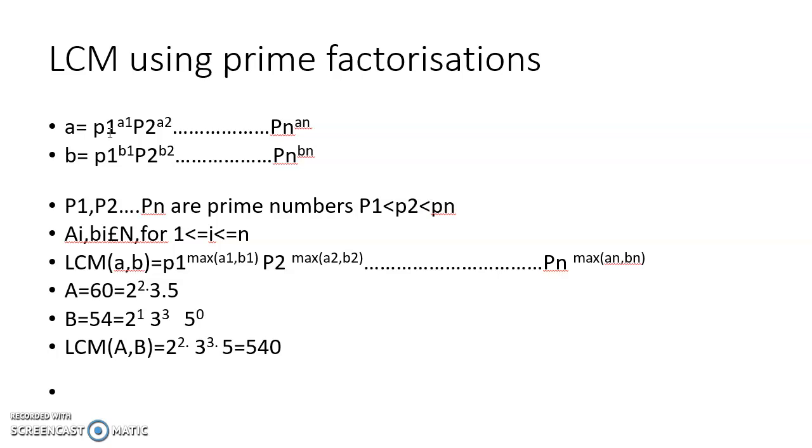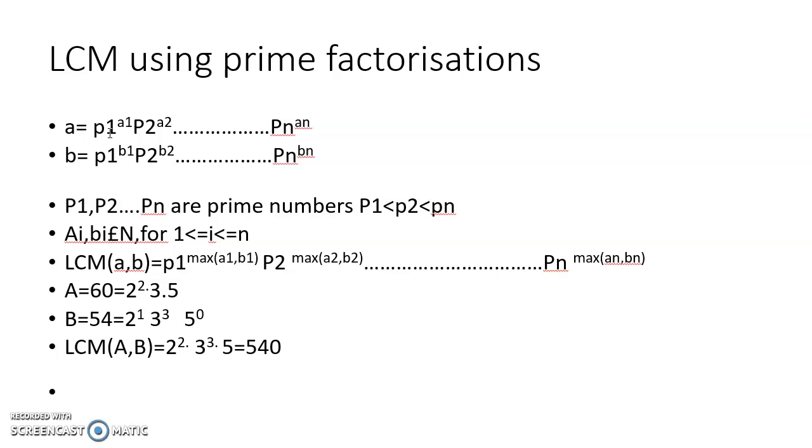Suppose we have two numbers, A is equal to 60 and B is equal to 54. We have to find the LCM of 60 and 54. 60 we can write like this, that is 2 raised to 2 into 3 into 5. Then 54 we can write as 2 raised to 1 into 3 cube into 5 raised to 0.